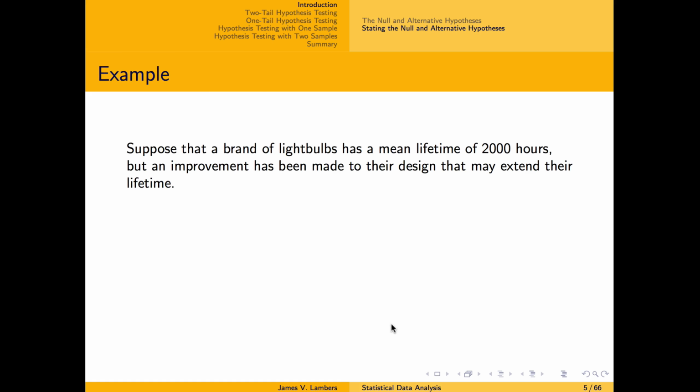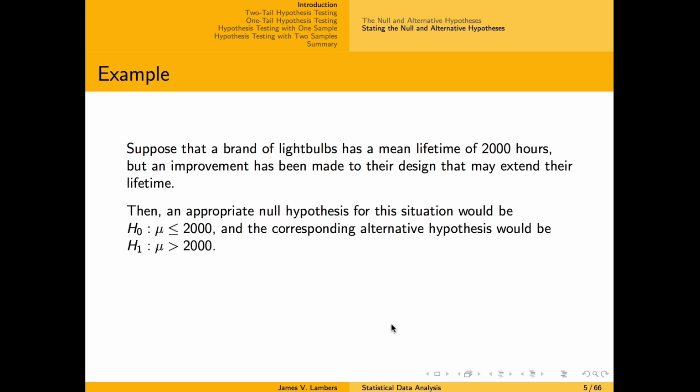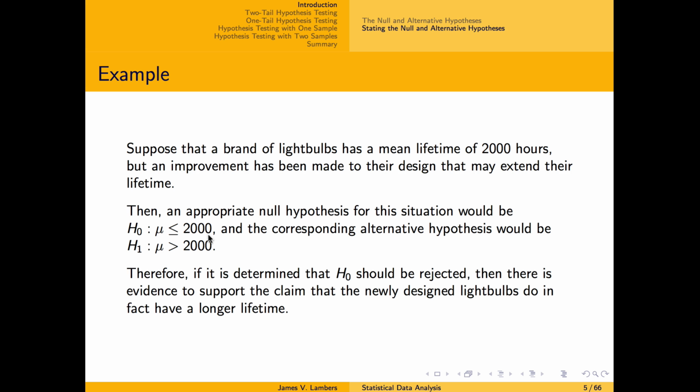As an example of how to state the null and alternative hypotheses, consider a claim by a light bulb manufacturer that their latest, greatest brand of light bulb has an average lifetime that is longer than their previous average of 2,000 hours. Then, the alternative hypothesis H1, the claim they hope to substantiate, is that the mean lifetime is greater than 2,000 hours. And therefore the null hypothesis H0 is the opposite of H1, that the mean lifetime is less than or equal to 2,000 hours. Then, if a hypothesis test indicates that H0 should be rejected, then this means there is sufficient evidence to support their claim of a longer-lasting light bulb.